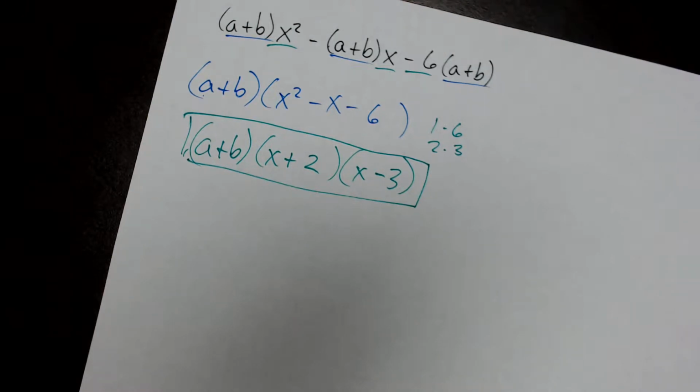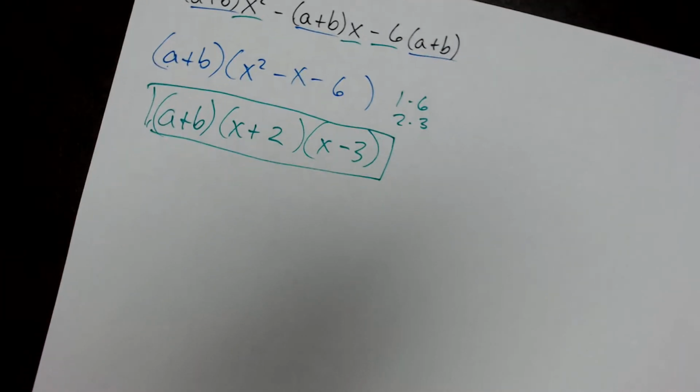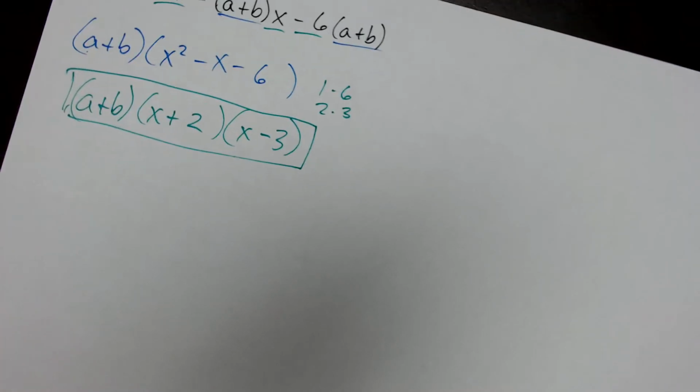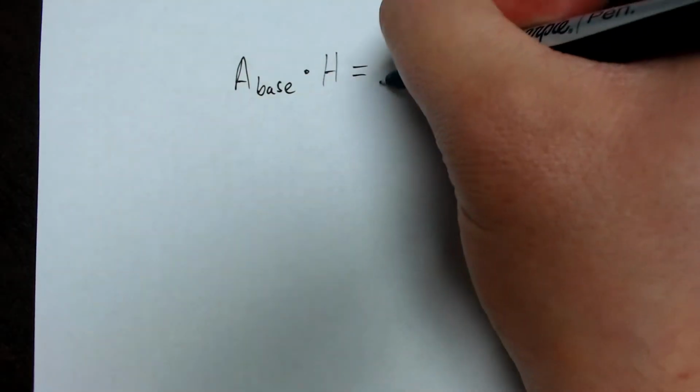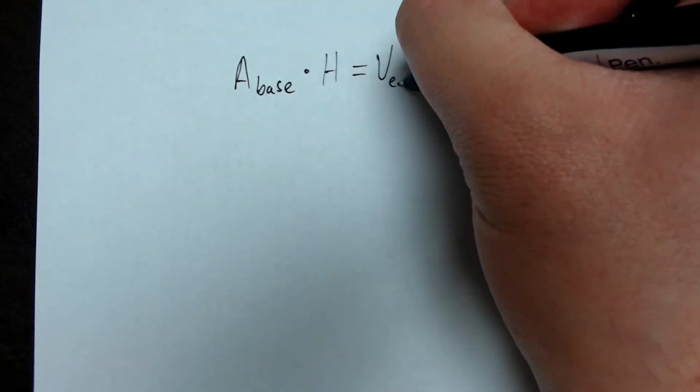Now, that didn't take very long, and that's because we have to spend quite a bit of time talking about pyramids and cones. Specifically, how to find the volume of pyramids and cones, and then how to find the surface area of pyramids and cones. So, if you remember a little while back, I taught you guys that the overall equation for volume is area of the base times the height, right? That equals volume of everything.